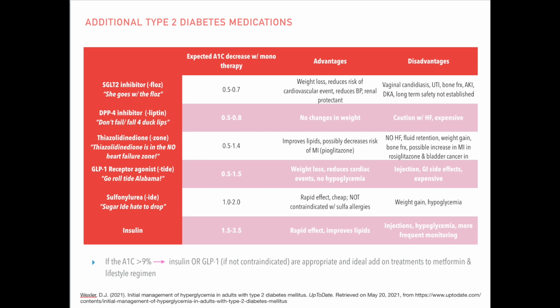So if your patient's A1C is greater than 9%, and this is from UpToDate, then it is indicated that you use insulin or a GLP-1, which is also an injection, to manage these patients. And then again, like I had mentioned earlier, once you get their glucose more under control, you might be able to switch them to just oral drugs. But initially, with that high of an A1C, it's important that we bring that glucose down, and it's going to need to be done with something like an insulin or a GLP-1.